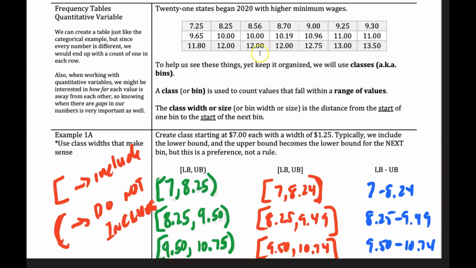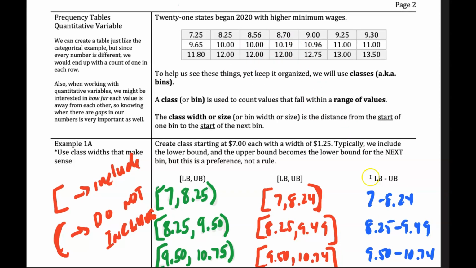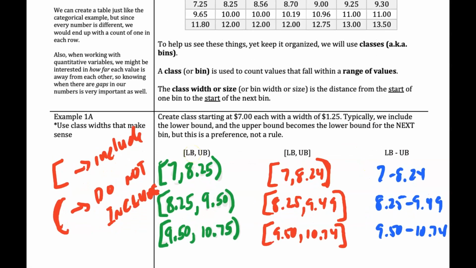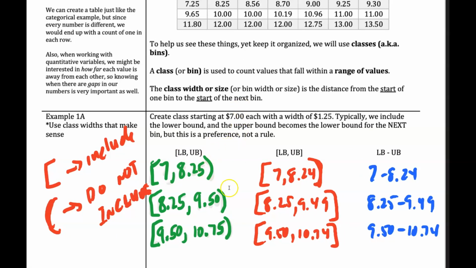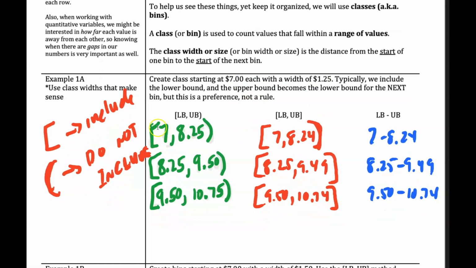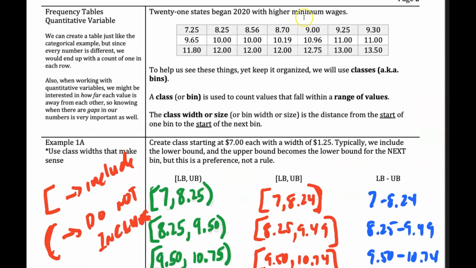Remember, in the context of this problem, these are the minimum wages for the 21 states who increased their minimum wage in 2020. And so here are multiple ways to organize it. And again, it's just symbolic notation. We want to start at 7 and a width of $1.25. You can see I have 7, 8.25. It's just a way of articulating these bins, how big they are, and then we count how many of these go into it.